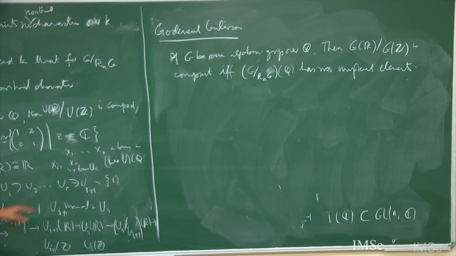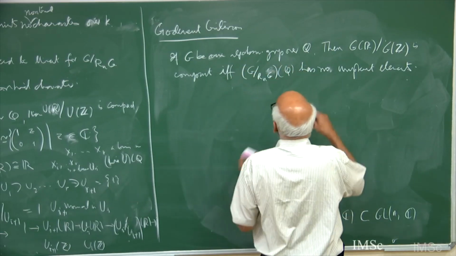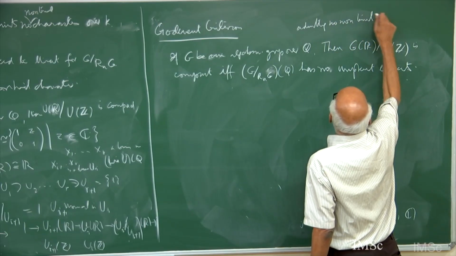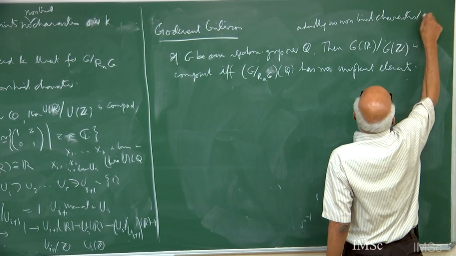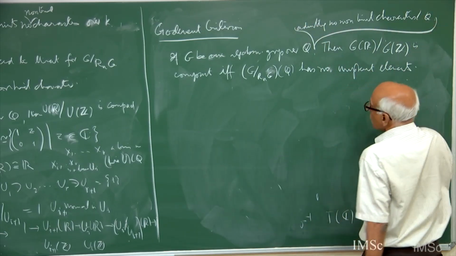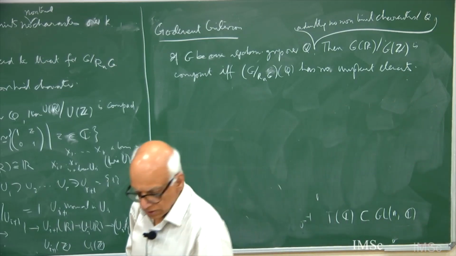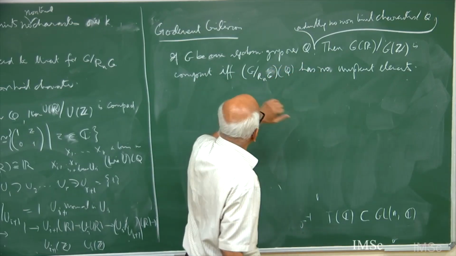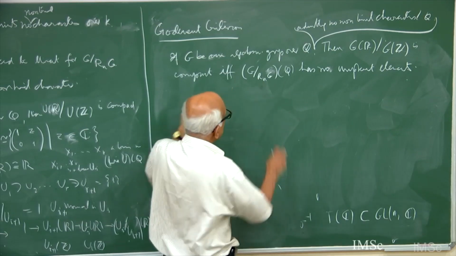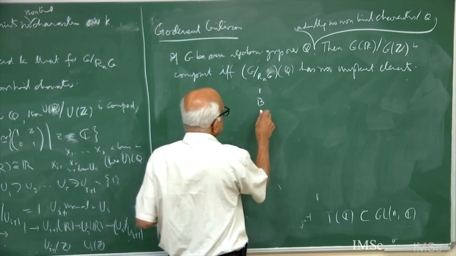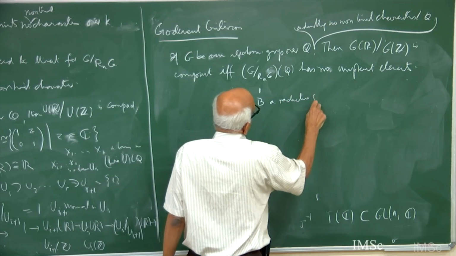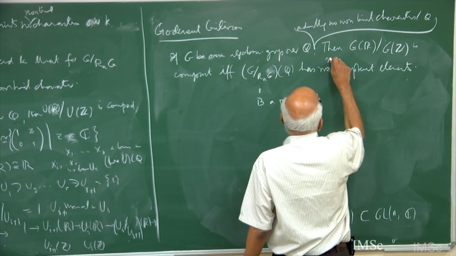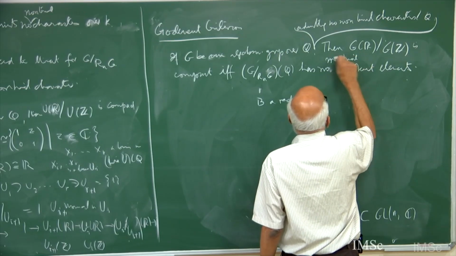G(R) by G(Z), G an algebraic group over Q, admitting no non-trivial characters over Q. So G is an algebraic group which admits no non-trivial characters over Q, and in addition, G(R) by G(Z) is compact if and only if this group G by R_u(G), which I call B for instance, is a reductive group such that its Q points admit no non-trivial unipotents. Identity is the obvious unipotent element, so I should say non-trivial unipotents.